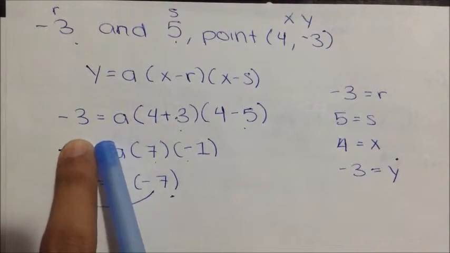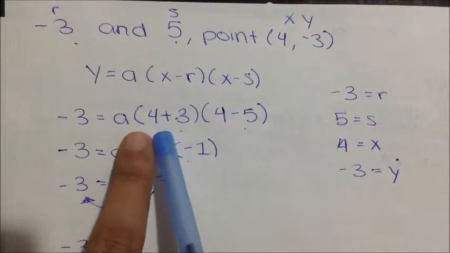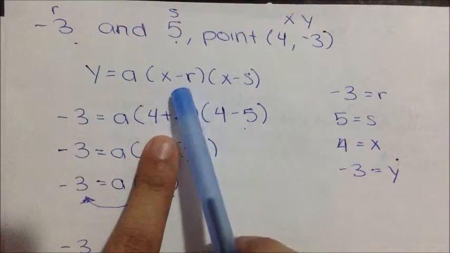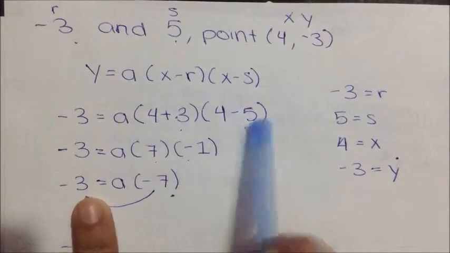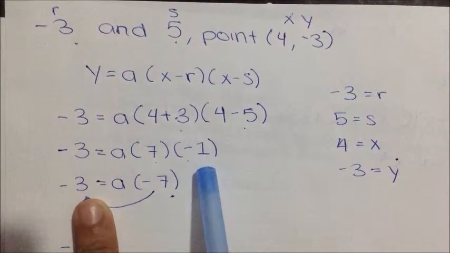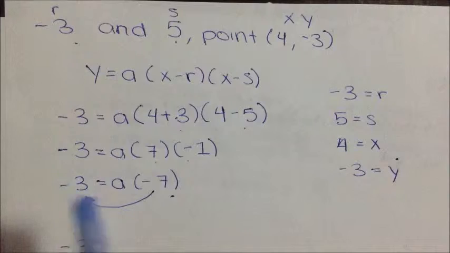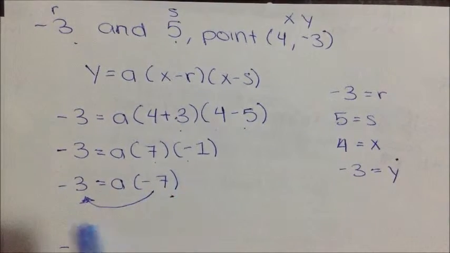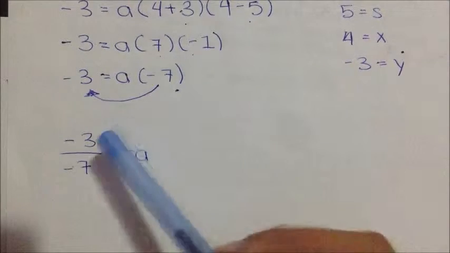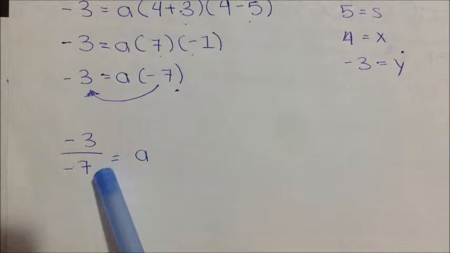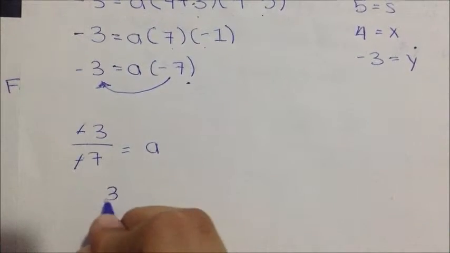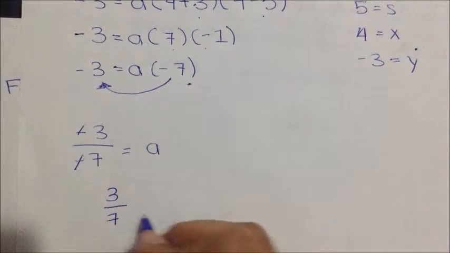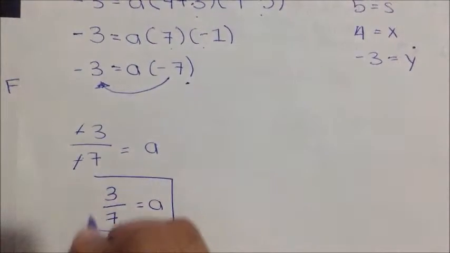On the side I just made a quick note of what each number was. So I replaced y with negative 3 equals a bracket 4 plus 3. Since it's negative and negative, it becomes positive, and then 4 minus 5. And then I simplified what was in the brackets to 7 and negative 1. Since you want the a by itself, you move the 7 to the other side. And then it becomes negative 3 over negative 7 equals a. When you divide negative 3 and negative 7, it becomes positive 3 over 7. And that is your answer for a.